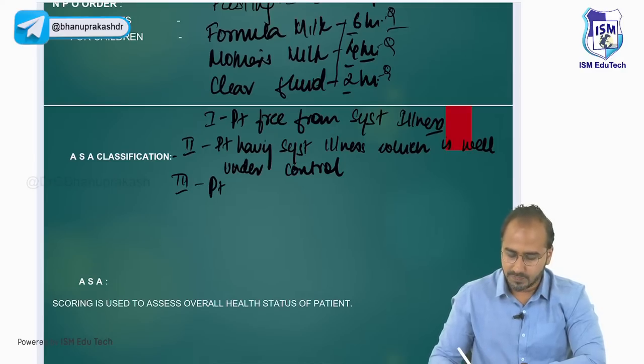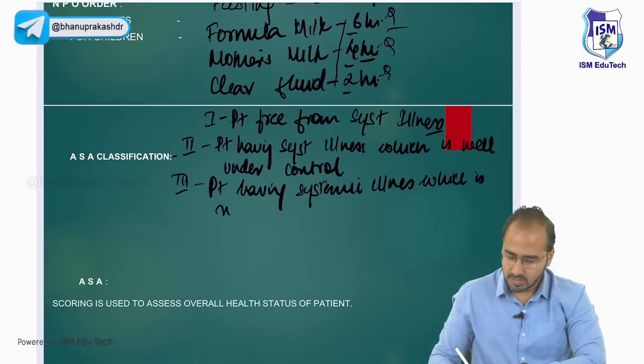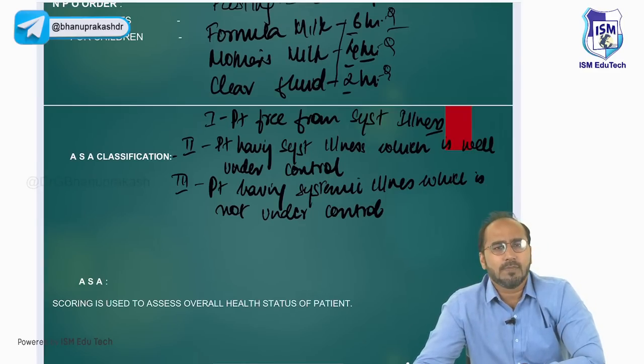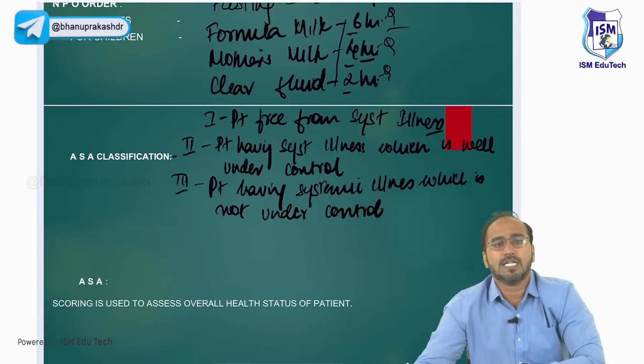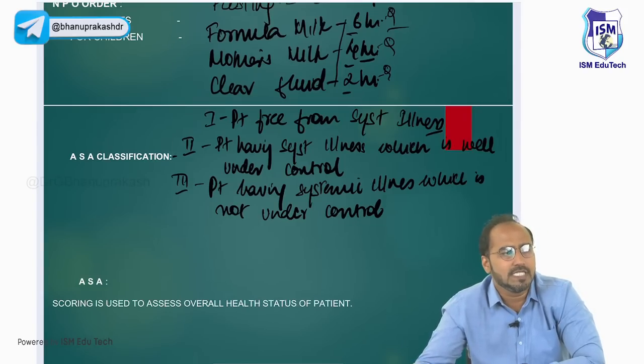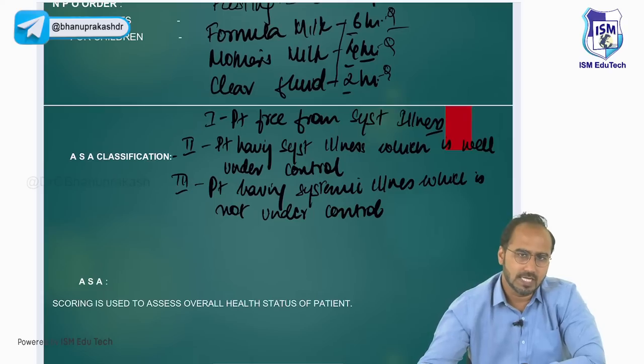Patient having systemic illness, which is not under control. Example, not under control means what, guys? Ek banda aayega, he will be telling that, doctor, I am having diabetes. Fasting blood sugar level of this patient is 190. Post lunch is 350. It is not under control. Yes or no? So any person who is having a systemic disease which is not under control or which is coming with some functional limitation, it is class 3. Functional limitation with some problem, that is class 3.